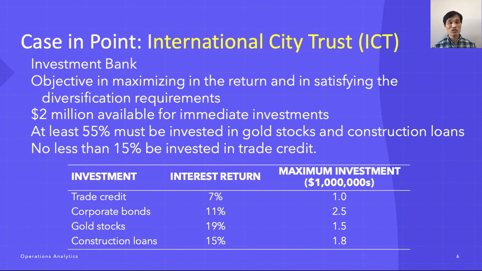That is the question. If we are not constrained by these things, then I guess the best investment will be just gold stock, because it gives you the highest interest return. But you do not want to put all the eggs in one basket. So we have to choose a portfolio, and what would that be? That's the question that we have to answer here.